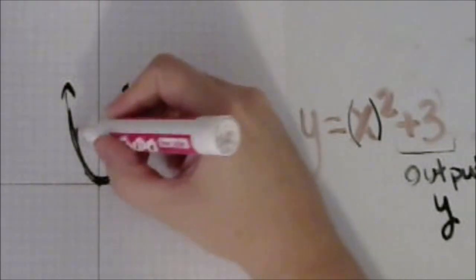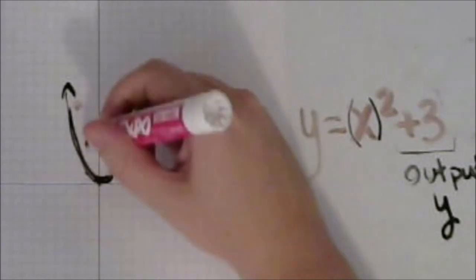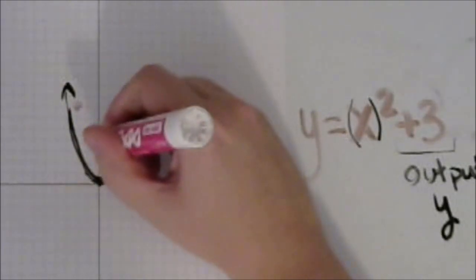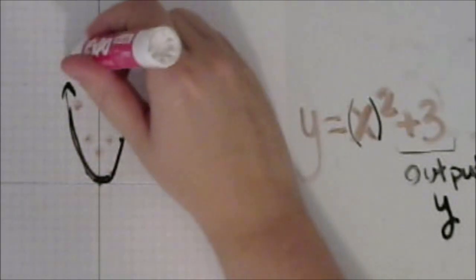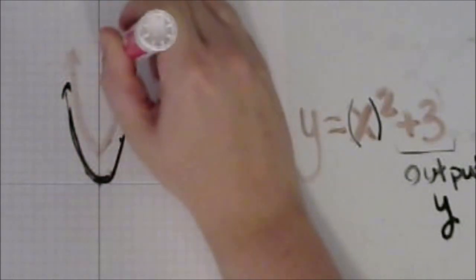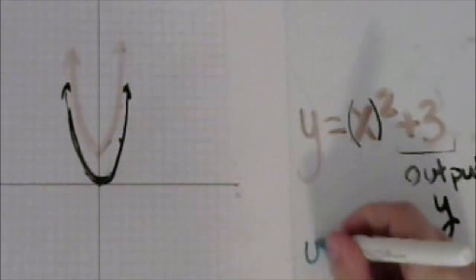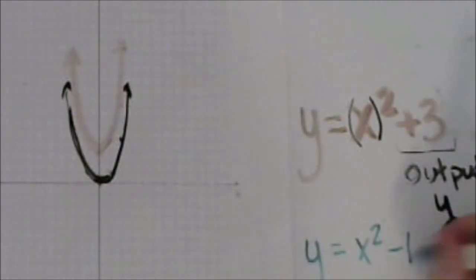So I have a y value here at 4, go up 1, 2, 3. I have a y value here at 1, go up 1, 2, 3. And I have one at 0, and another one at 1, and another one at 4. And what you see from a plus 3 is that the function moves up 3 units and maintains its similar shape. The next example is y equals x squared minus 1.